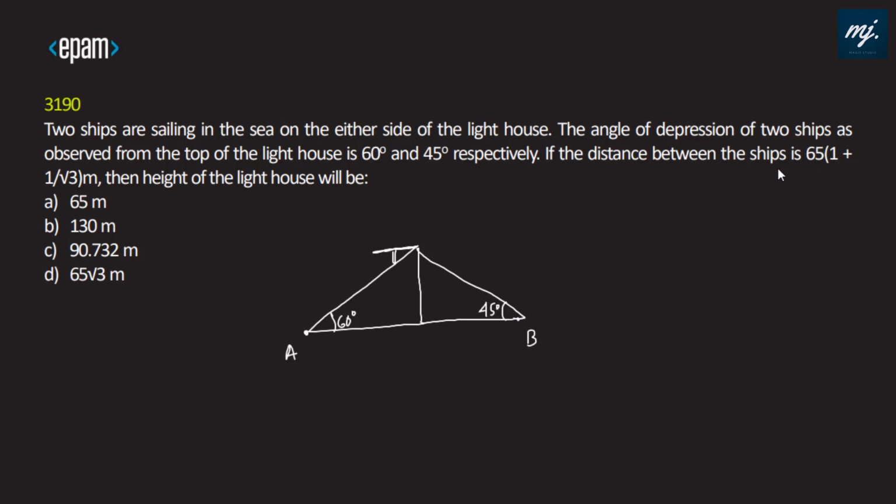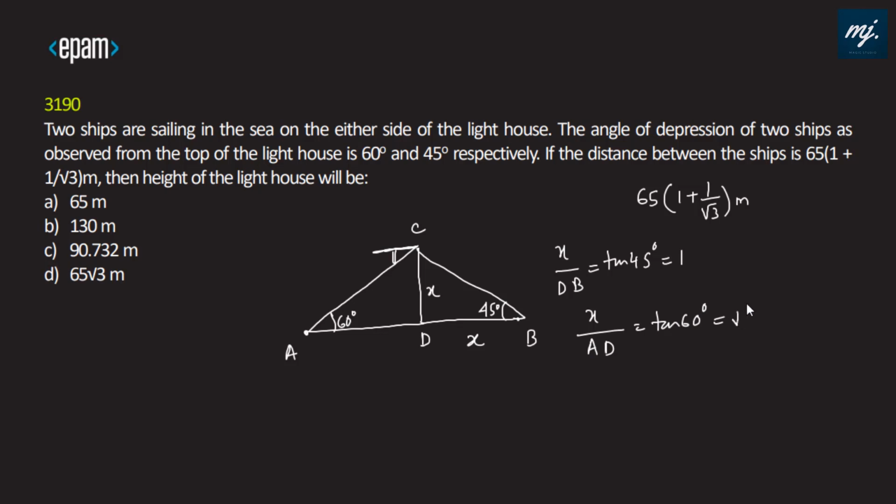If the distance between the ships is 65 into (1 plus 1 by root 3) meter, then what is the height of the lighthouse? Let the lighthouse be CD, with height X. That means X by DB is tan 45 degree, and tan 45 degree is 1. That means DB will also equal X. Now in triangle CDA, X by AD equals tan 60 degree, and tan 60 degree is root 3. Therefore, AD equals X by root 3.